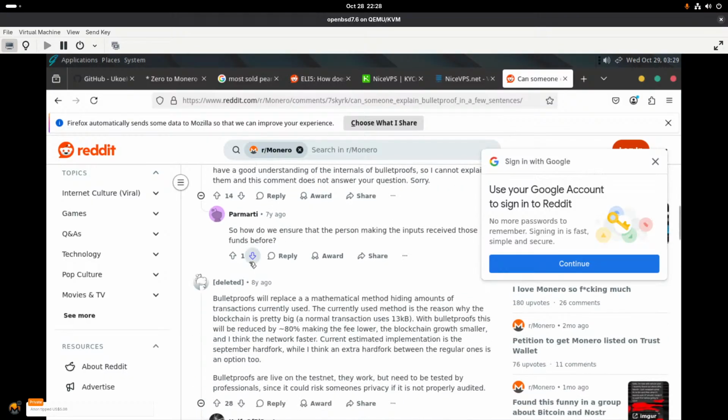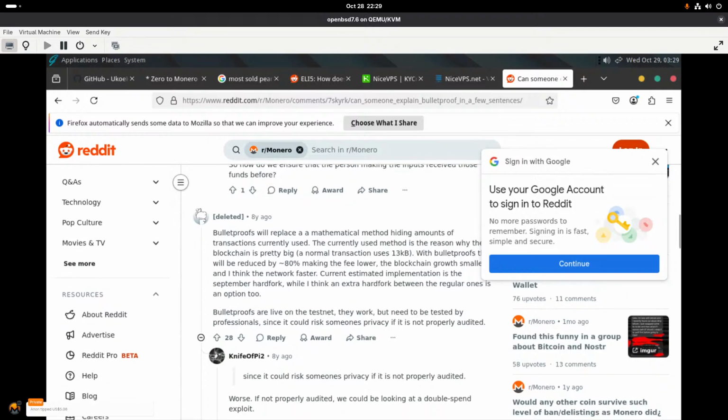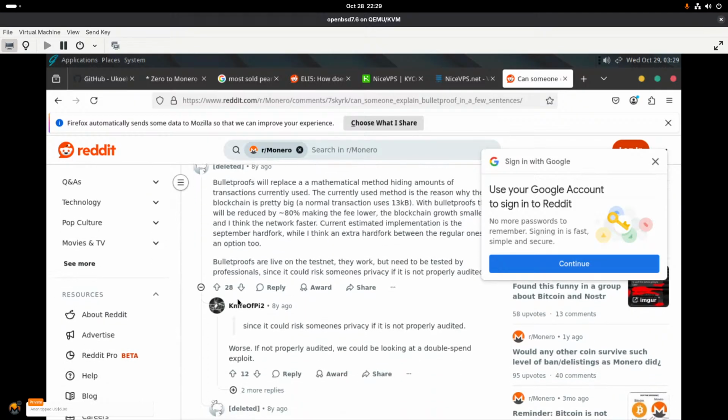Oh, okay. Bulletproofs will replace the mathematical method for hiding amounts of transactions currently used. They currently use a method that is the reason why the blockchain is pretty big. A normal transaction uses 13 kilobytes. With bulletproofs, this will reduce it by 80%, making the fees lower. The blockchain grows smaller, and I think the network faster. The current estimate for implementation is the September hard fork. Bulletproofs are live on the testnet. They work, but they need to be tested by professionals since it could risk someone's privacy if not properly audited. So essentially, it's to make the fees lower, faster, and the transactions smaller.